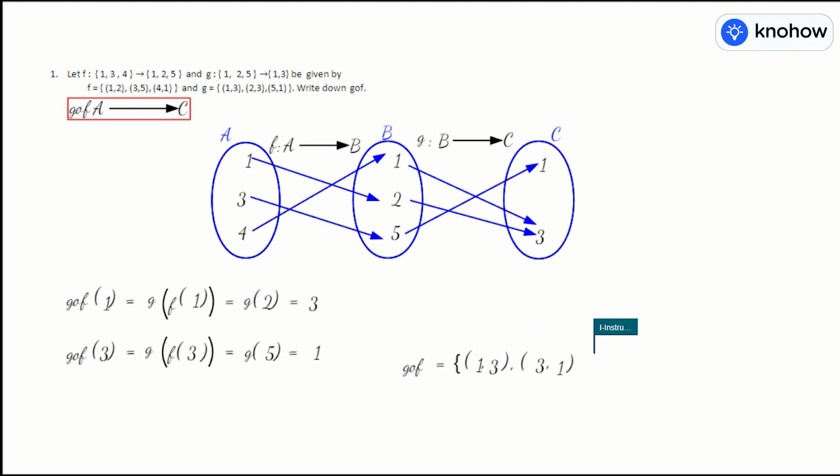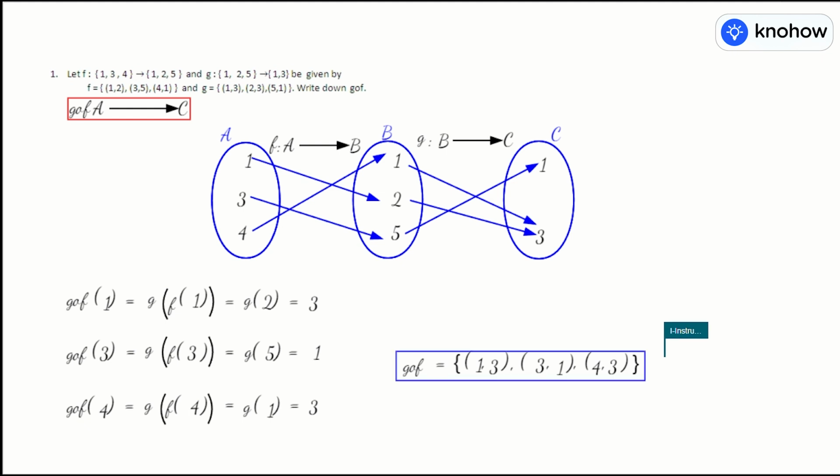Now one more. Find the value of GOF of 4. That is G of F4. What is the value of F4? F4 is 1. So you get G1. And what is the value of G1? 3. So you get 4, 3. So what are the elements of the composite function GOF? The elements are 1, 3; 3, 1; and 4, 3.